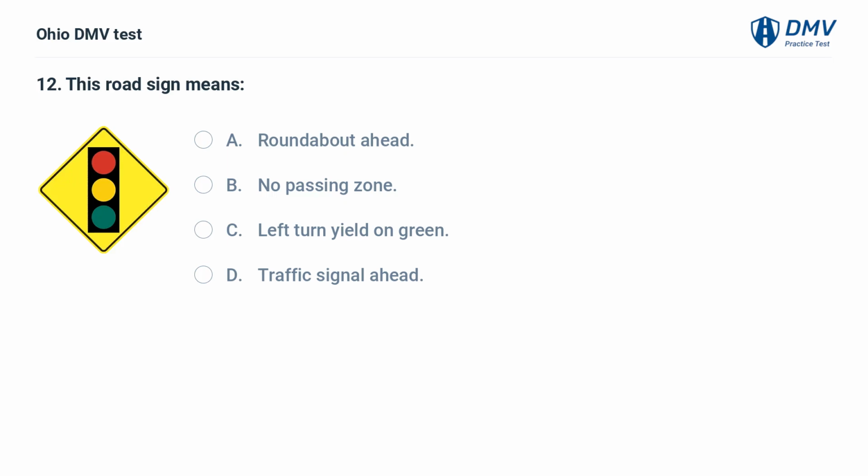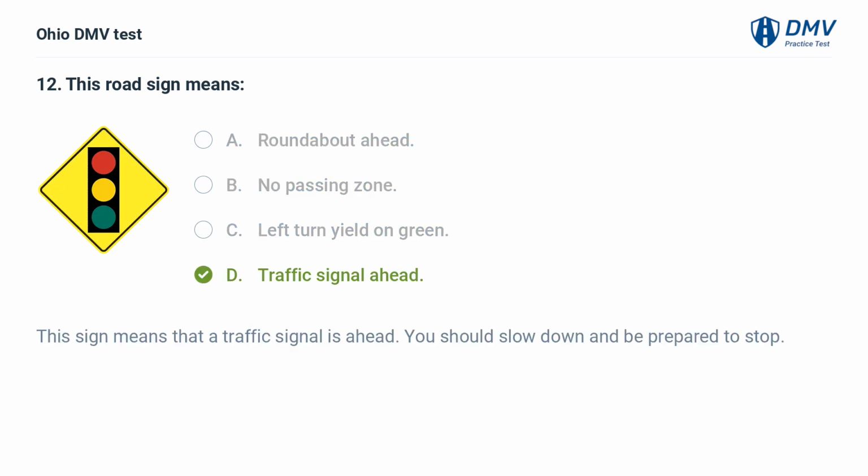This road sign means A. Roundabout ahead. B. No passing zone. C. Left turn yield on green. D. Traffic signal ahead. This sign means that a traffic signal is ahead. You should slow down and be prepared to stop.